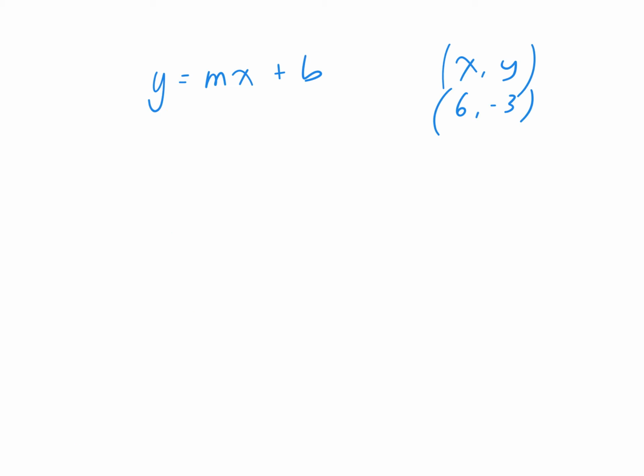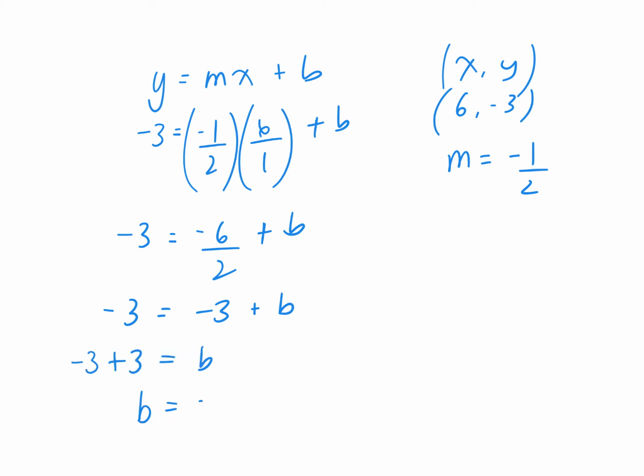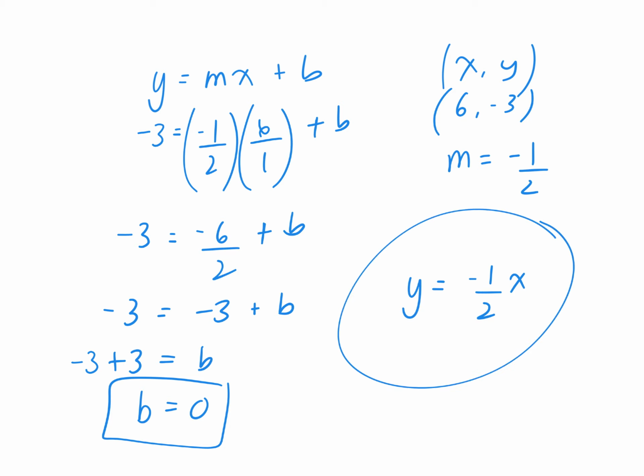Okay, prove it. Okay, so m was -1/2. You're just going to plug everything in. Y was -3. M is -1/2. X is 6/1 plus b. -6/2 plus b. -3 equals -3 plus b. -3 plus 3 equals b. Therefore, b is equal to 0. So the equation of the line is y equals -1/2x plus 0. So we know from this equation that yes, it passes through the center of the circle. Yes, it's perpendicular to the chord. And that's it. It bisects the chord.